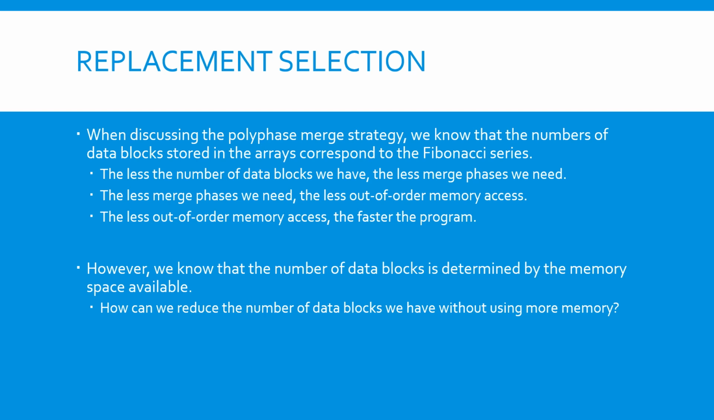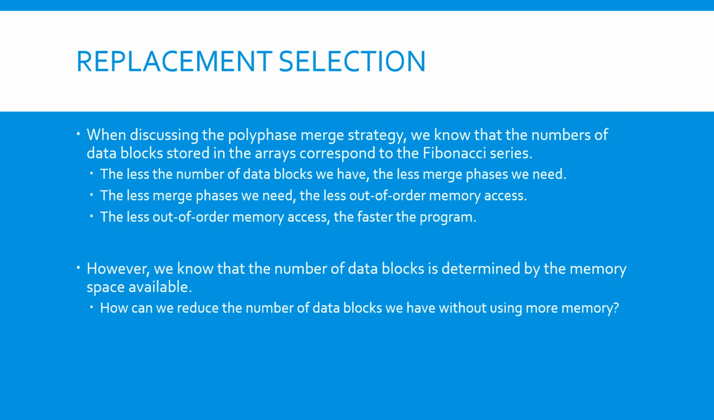Recall the regular K-way merge or polyphase merge. In both cases, the number of data blocks determines the number of merge phases needed. And the number of merge phases determines the number of out-of-order data accesses, which in turn determines the overall running time. So, reducing the number of data blocks can help to reduce the running time.